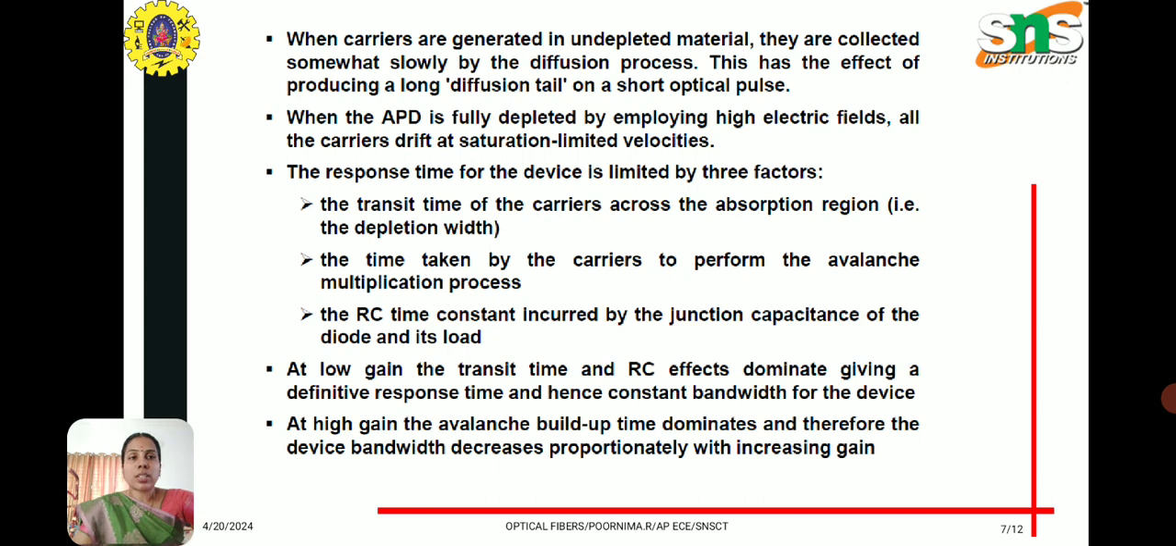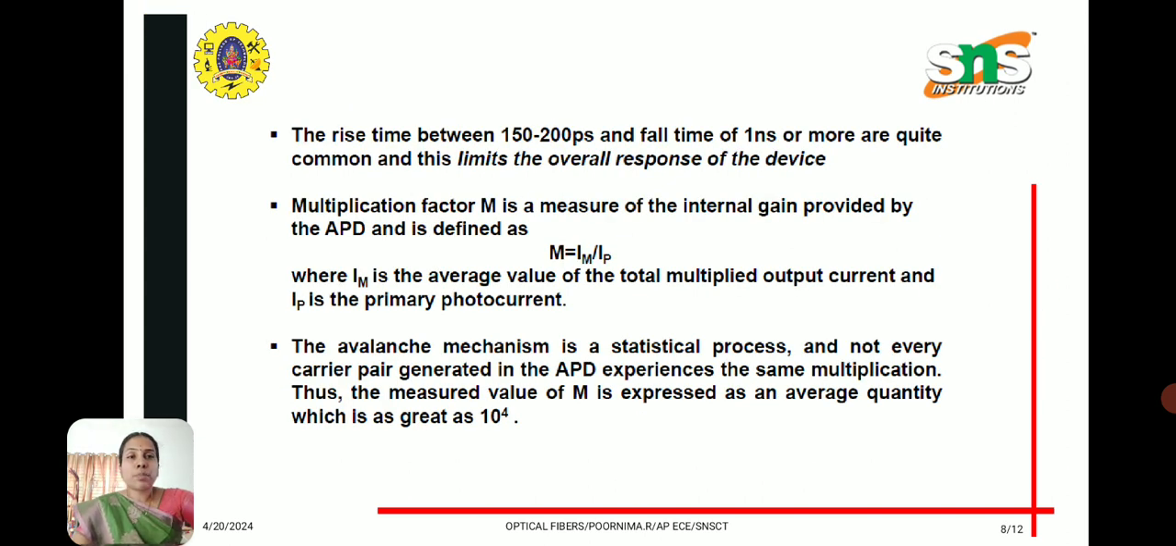When carriers are generated in the undepleted material, they are collected slowly by the diffusion process. When the APD is fully depleted by employing a high electric field, all the carriers drift at saturation limited velocities. The response time is limited by three factors: the transit time of the carriers across the absorption region, the time taken by the carriers to perform the avalanche multiplication process, and the RC time constant. At low gain the RC effect dominates, giving a definitive response time and hence constant bandwidth for the device. At high gain, the avalanche build-up time dominates and therefore the device bandwidth decreases proportionately with increasing gain. The rise time is between 150 to 200 picoseconds and the fall time is 1 nanosecond.